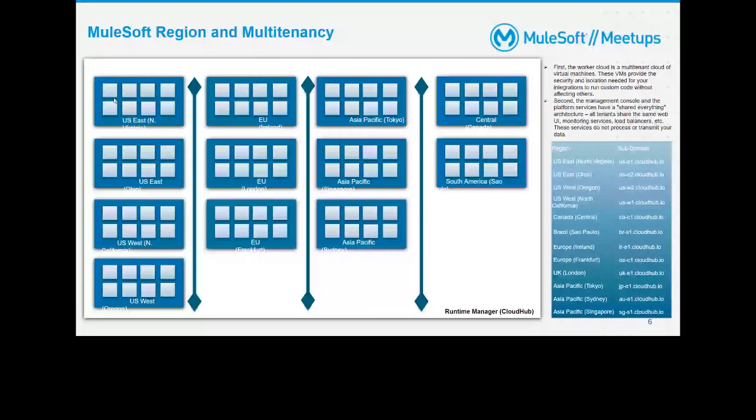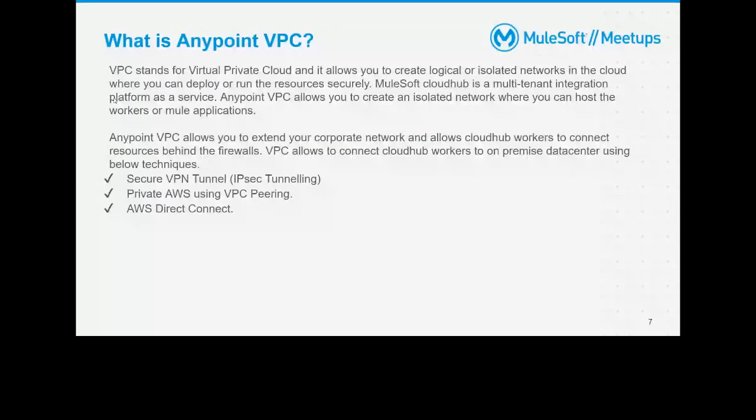Okay, so let me help you understand what a VPC is and why we create a VPC. Anypoint VPC is a virtual private cloud which allows you to create an isolated network in the cloud where you can easily deploy your application within your isolated network. What does this mean? In multi-tenant, I have some predefined IP addresses. Here you can define your own IP addresses, and it will have an extra block containing your IP ranges.